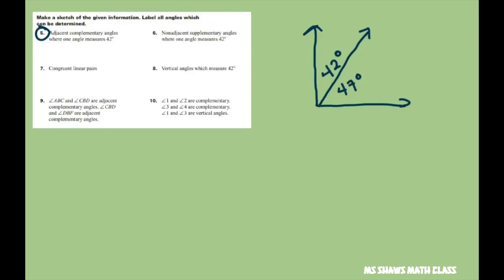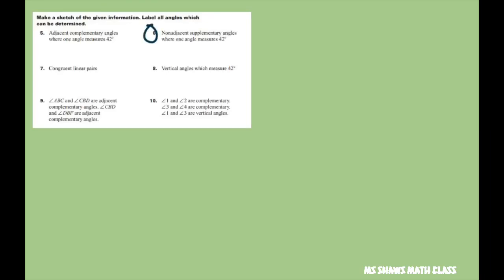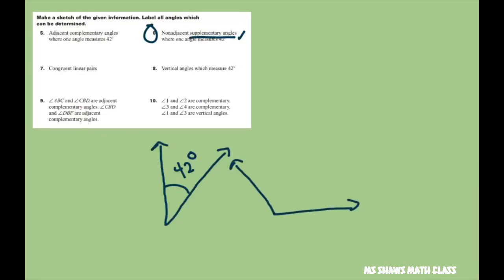All right, and then number 6, non-adjacent supplementary angles, where one of the angles measures 42. So I want supplementary but non-adjacent. So they have to add up to 180. Here's one. I'll just draw something like this, where this angle would be 42. And then I can draw another angle here, where this angle would have to be 138. So they're non-adjacent, but they add up to 180 degrees because of supplementary.